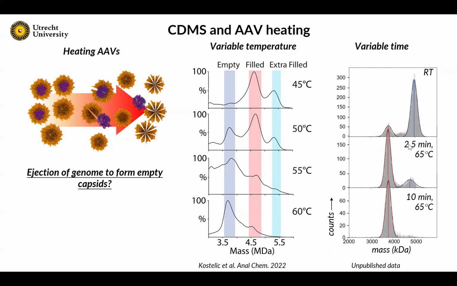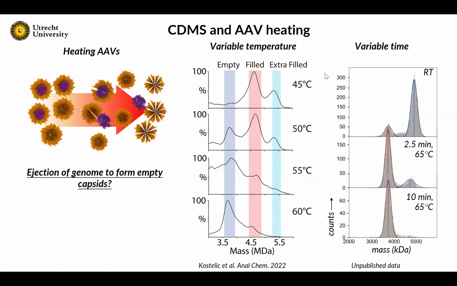But if you now keep the same temperature, 65 degrees, and incubate at different times and then measure the AAVs, you can see also here that even after incubating at 2.5 minutes at 65 degrees, there's a huge decrease in the amount of filled particles, while we now can detect mainly a group of empty AAVs. And at 10 minutes, this is even more clear. The filled particles are basically completely gone, and we detect an enormous amount of empty particles.